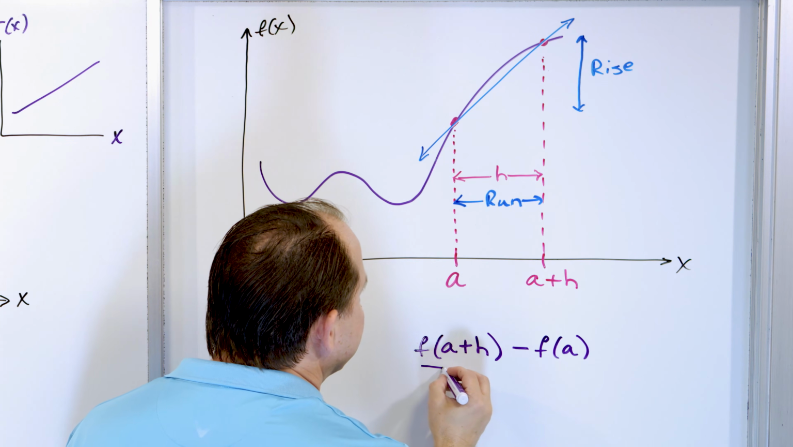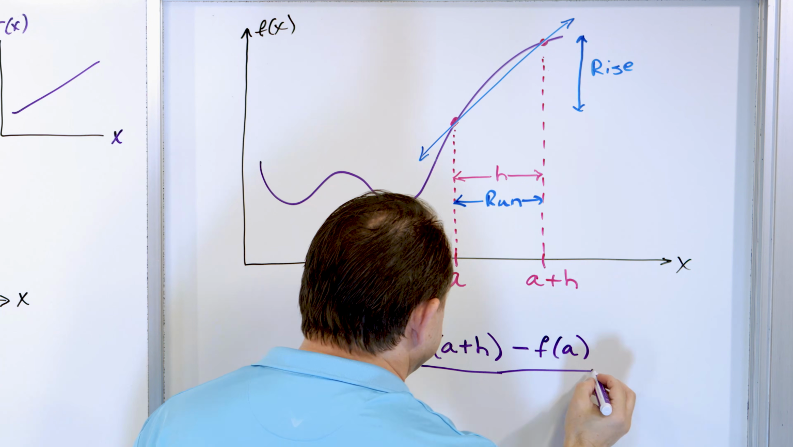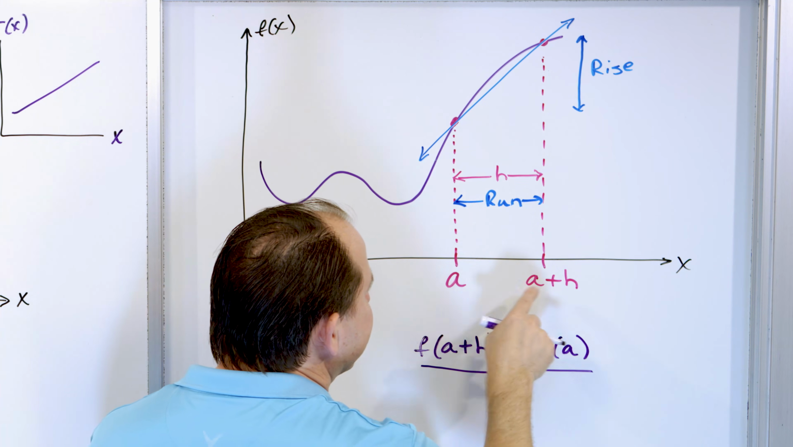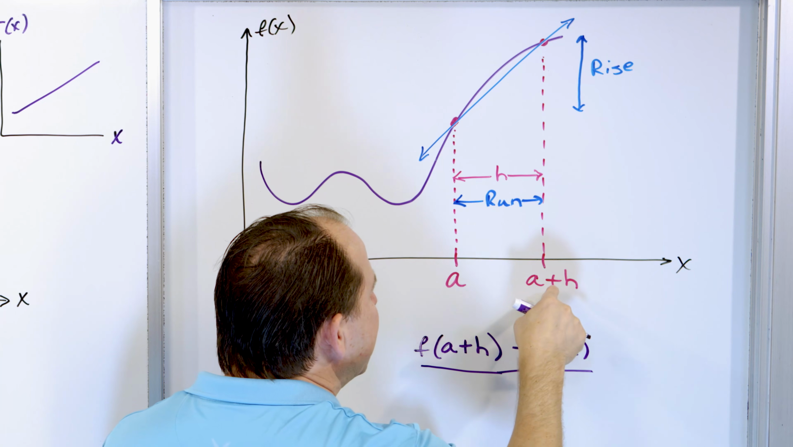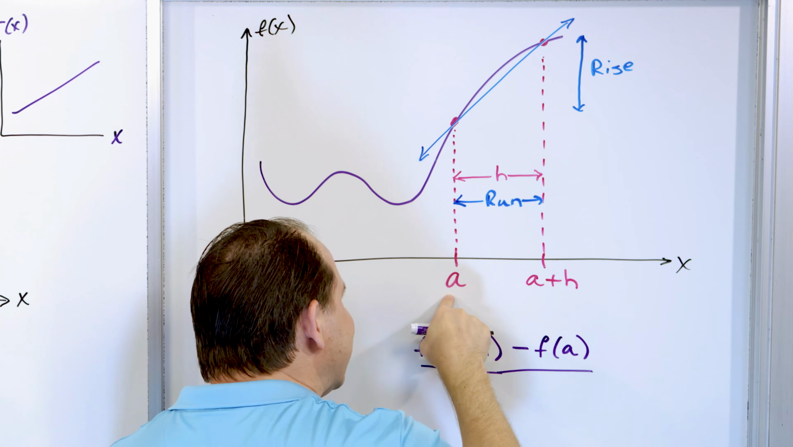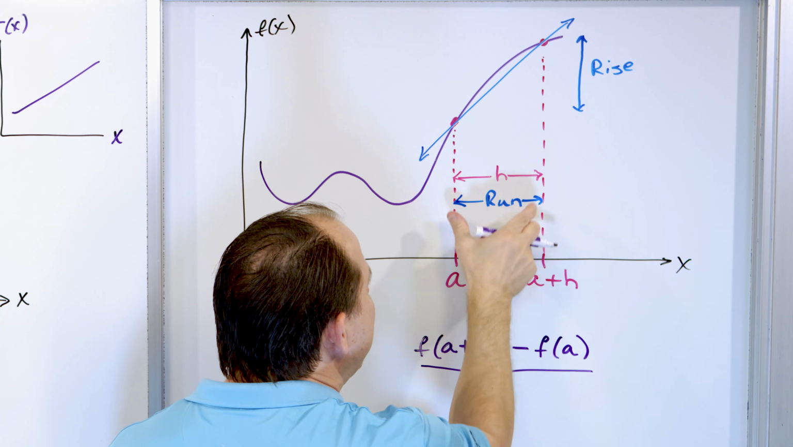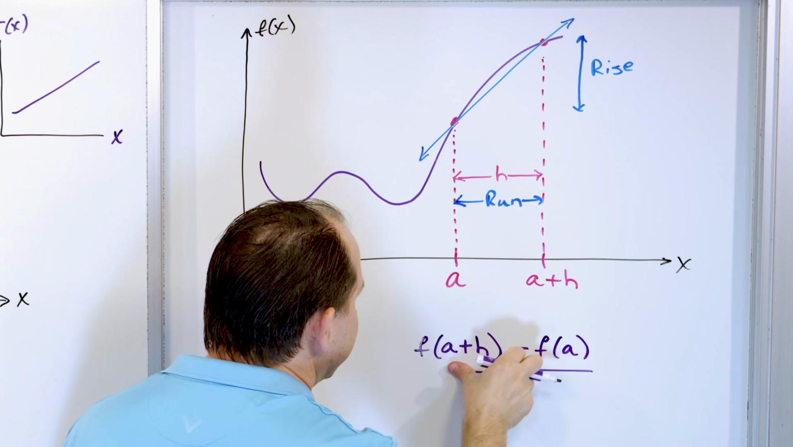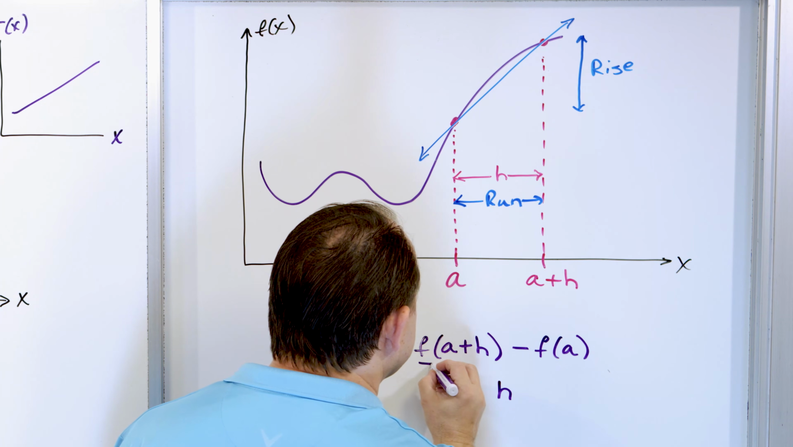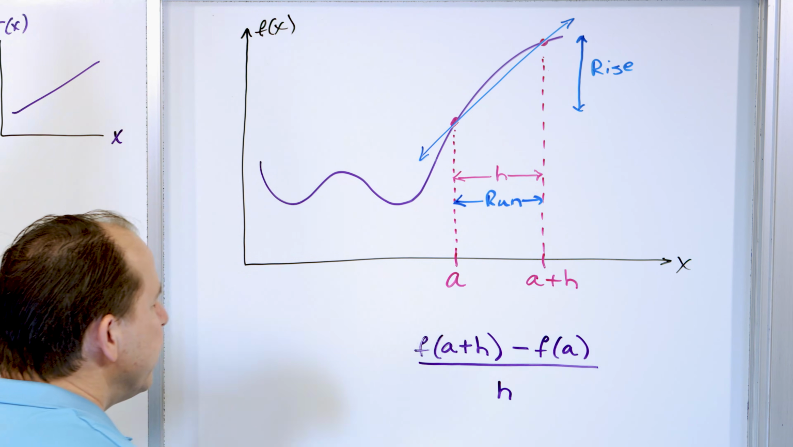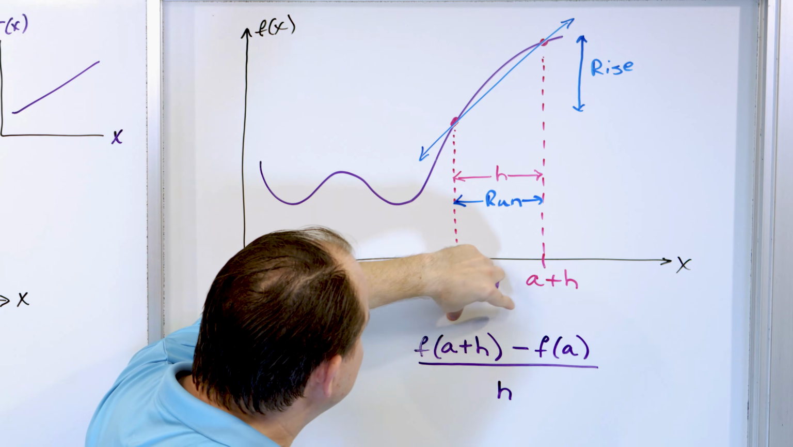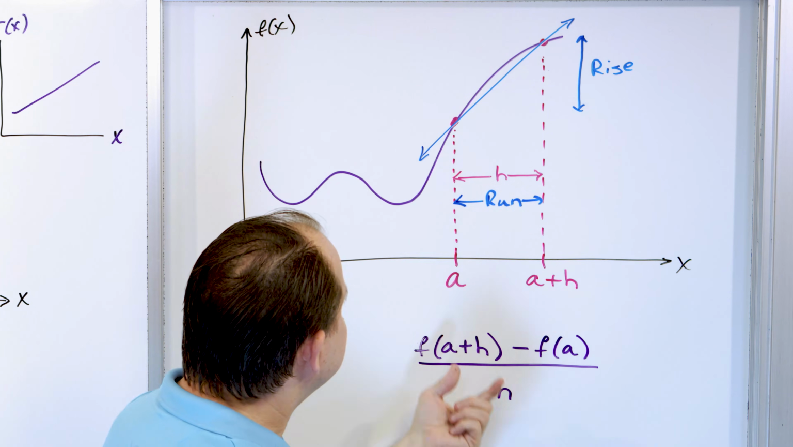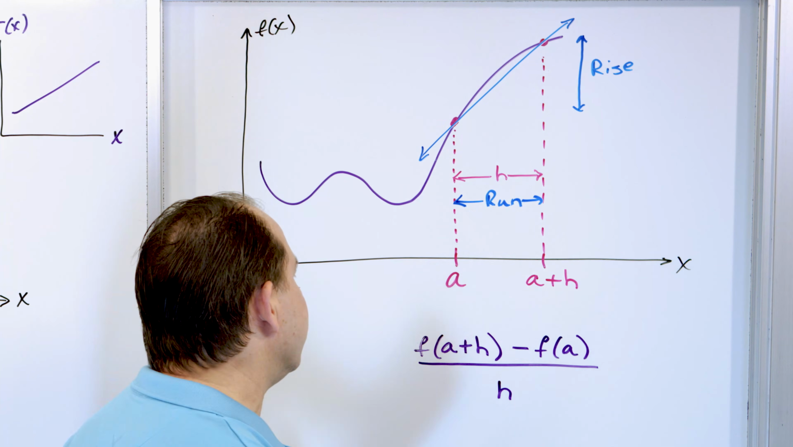But then I have to divide by the run, right? But what is the run? It's this minus this, right? If you take a plus h minus a, the a's go away, and the width here, as I already wrote down, is just h on the bottom, like this. This line is bothering me, so I'm going to try to make it a little straighter. So this is rise over run. This is the subtraction of the outputs, giving me the rise. H, as defined by my drawing here, is the run.